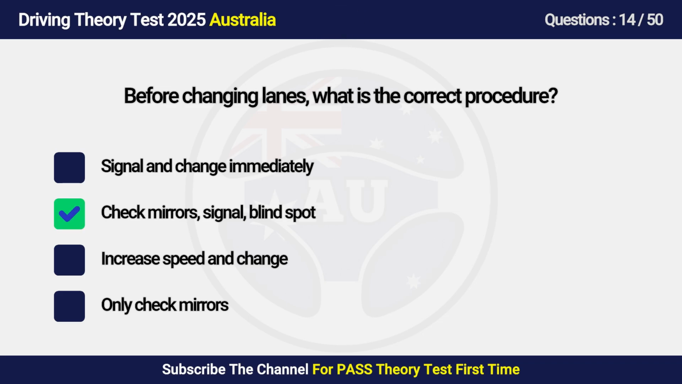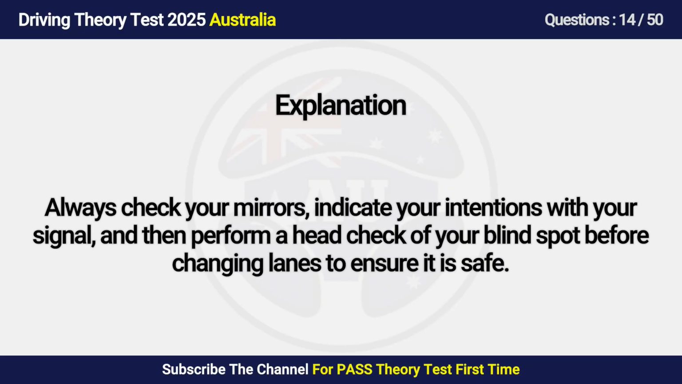Answer is B, check mirrors, signal, blind spot. Always check your mirrors, indicate your intentions with your signal, and then perform a head check of your blind spot before changing lanes to ensure it is safe.